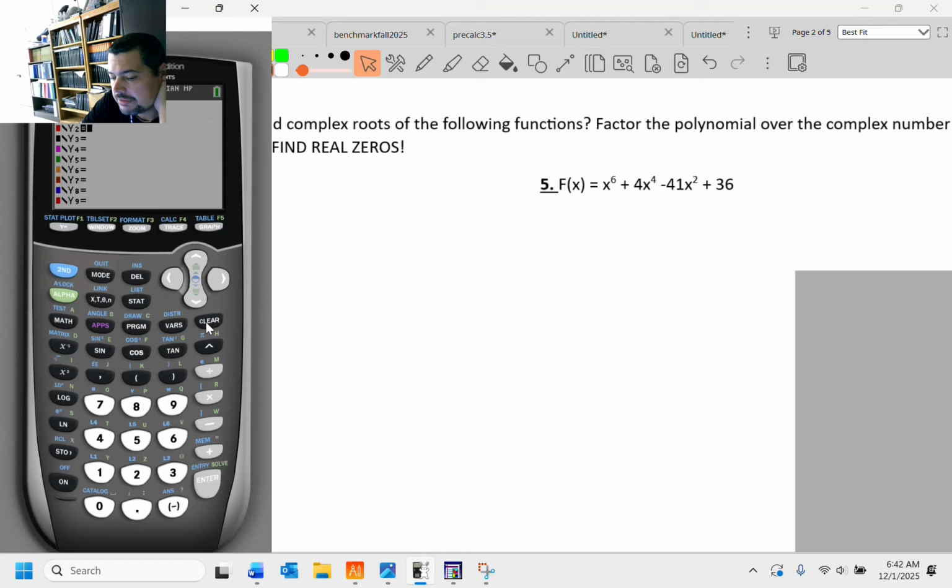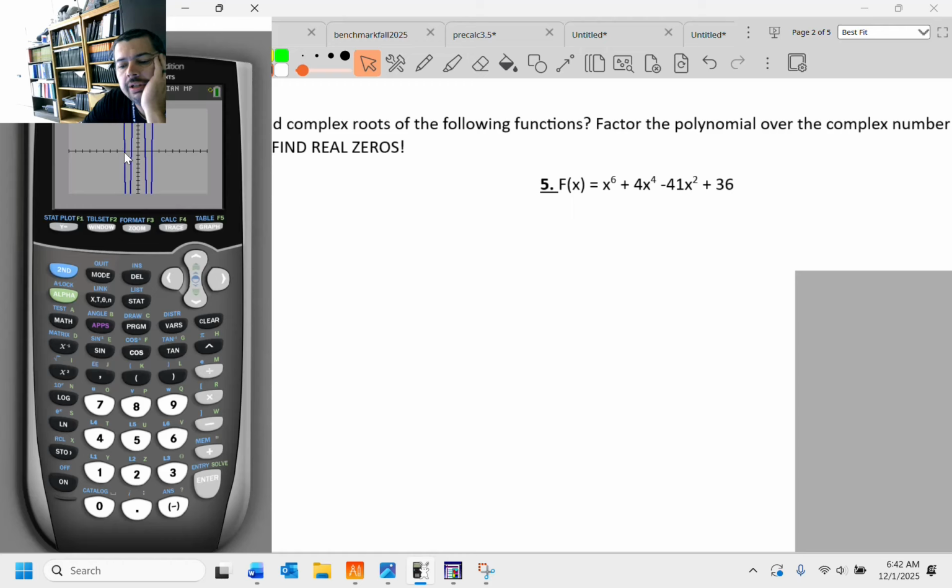I got stuff in there, so I got to clear mine out. Every one of these actually would have factored by grouping. I think. No, this one wouldn't have. Unless I have a typo, which I might. We're about to find out. Do a zoom 6. No typo.